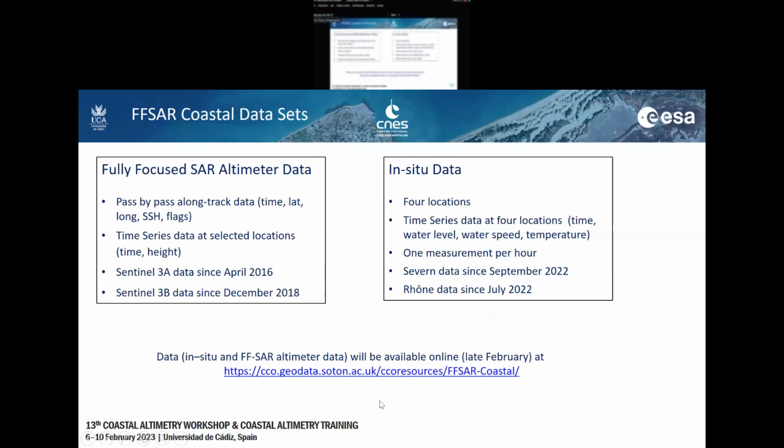They're available online at that URL there. It's not fully functional yet. You can get the in situ data, but we haven't finished processing using the fully focused SAR data yet. We expect that to be a couple of months until that's available.